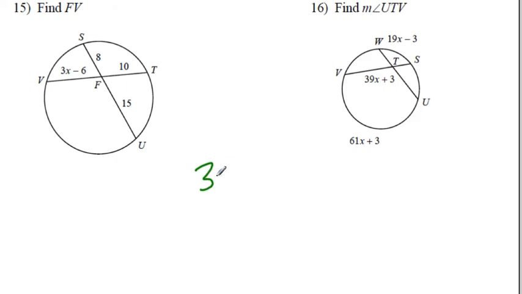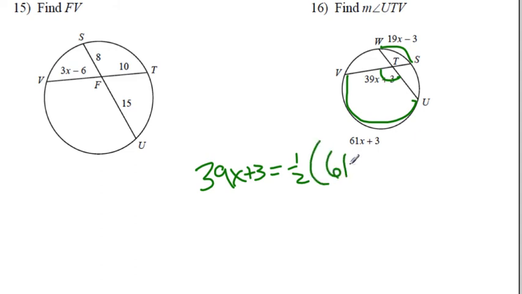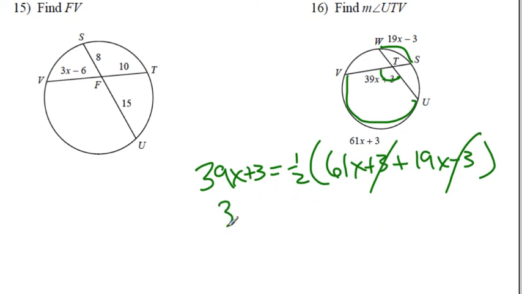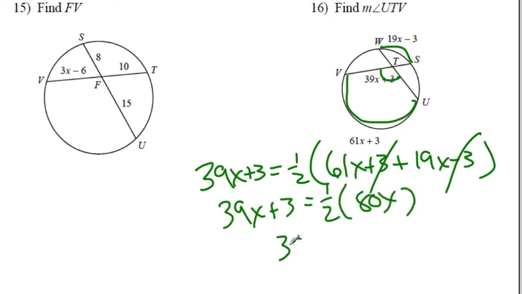This is the only time you have a half the sum type of problem. So the central angle here is equal to half the sum of those 2 arcs. So we need to add those 2 arcs together. So 61x plus 3 plus 19x minus 3. All right, so we need to add all these together. So the 3 and the negative 3 cancel. We're going to get 39x plus 3 equals half of, if I add those x's together, you get 80x. So 39x plus 3 is going to equal 40x. Subtract, you're going to get 3 equals x.